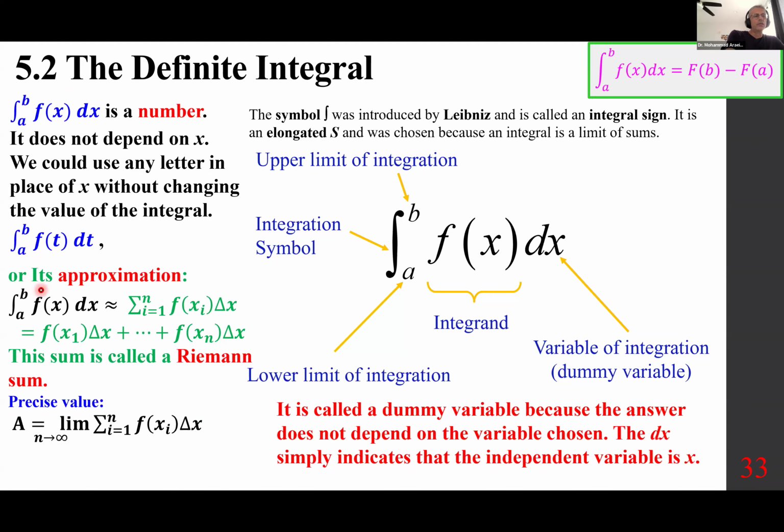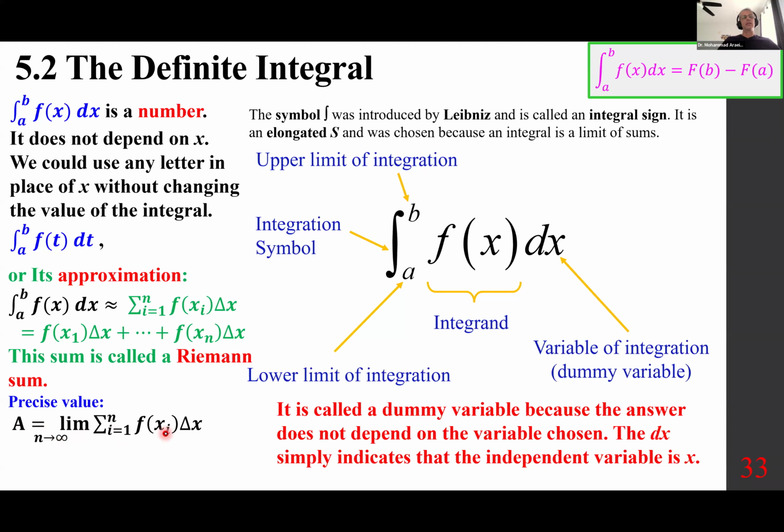Its approximation, for the integral from a to b of f of x dx, is the Riemann sum, the summation of i going from 1 to n of f of x sub i delta x, which is f of x sub 1 times delta x all the way to the last one. This sum is called the Riemann sum. If you want the exact answer, you have to take a limit of this expression and let n go to infinity. So the actual area, the precise value, is the limit as n approaches infinity of the summation of i going from 1 to n of f of x sub i delta x.